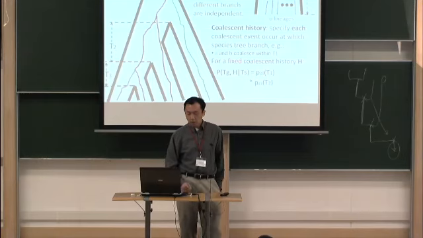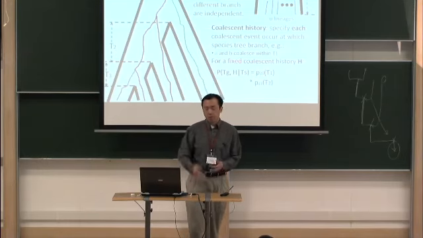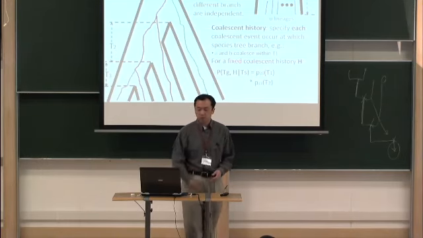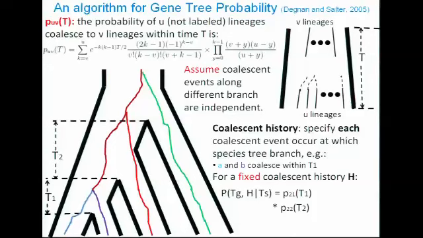And you can look at another species tree branch, which has length T2. Here you can see that we have two lineages, and they remain two lineages within time T2. So you multiply a factor P22 of T2: two lineages remain two lineages within time T2. And you continue, and then you have reached the root of the species tree. Now you have an infinite amount of time to make them coalesce.